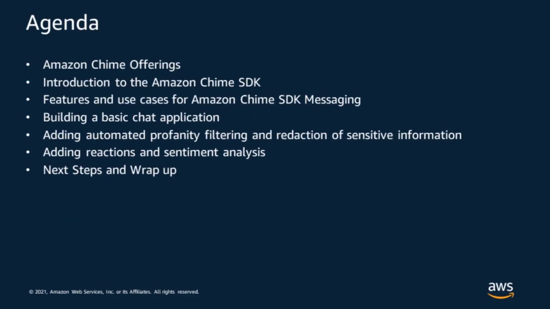In this session, I will set context by giving a quick overview of Amazon Chime offerings. Then I will introduce you to the Amazon Chime SDK, then share use cases and features for messaging. From there, I will explain how to build a basic chat application, and then add profanity filtering, redaction of sensitive information, reactions, and sentiment analysis. Finally, I have some next steps with resources to help you get started with Amazon Chime SDK messaging.